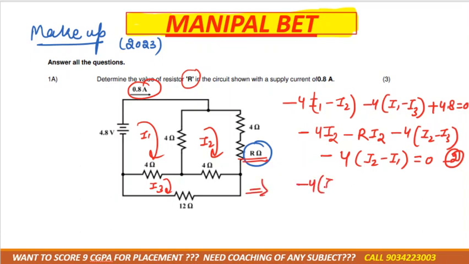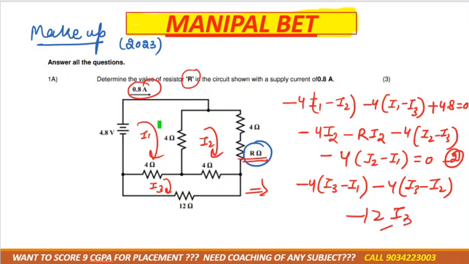Third equation would be minus 4(i3 minus i1) minus 4(i3 minus i2) minus 12 I3, right? Right? Okay, now how can we do further?